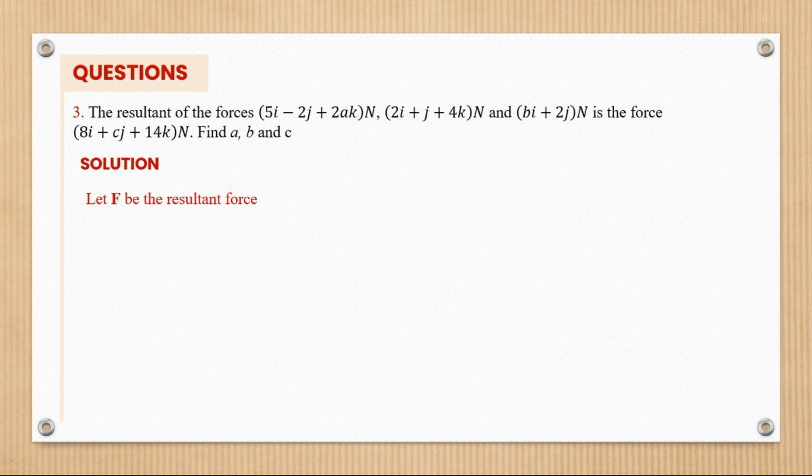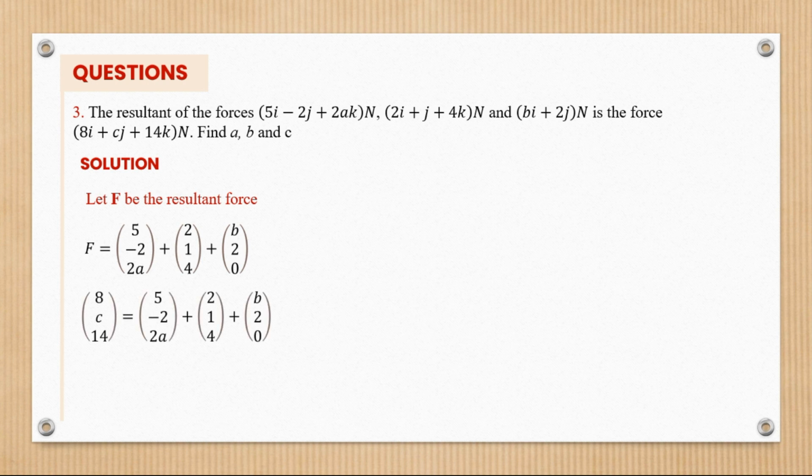So this is what we have. We're going to let F be the resultant force, and then we're going to arrange them this way. So now we know the resultant force is 8, c, 14. And then here we have 5, -2, and then 2a, like we have there. Then 2, 1, 4, as we have there. Then we have b, 2. Now we don't have the k, so that means the coefficient in front of the k is 0. So that's why I have a 0 right here.